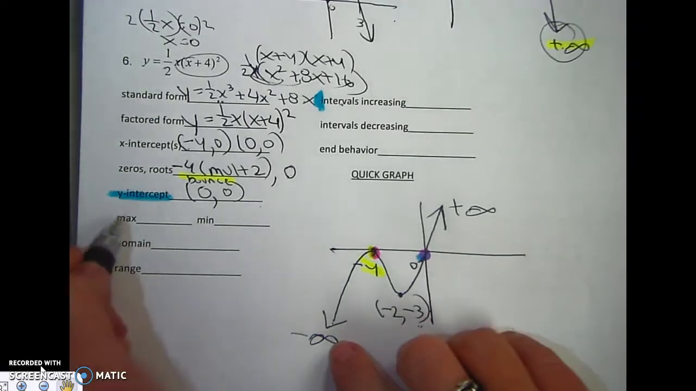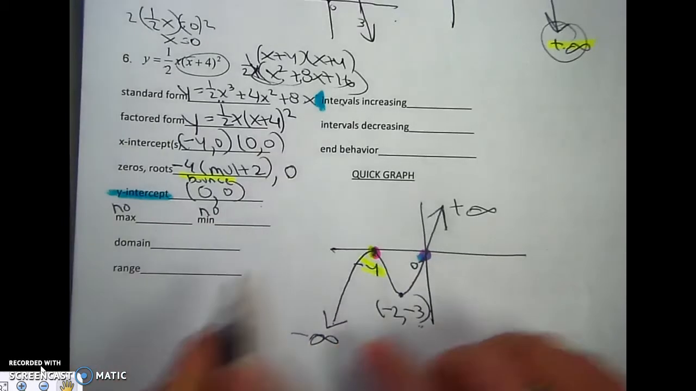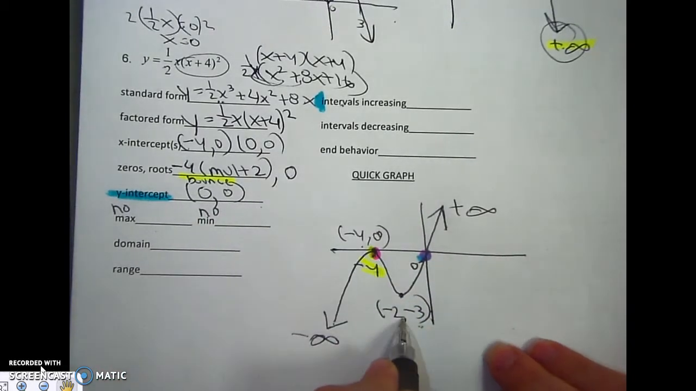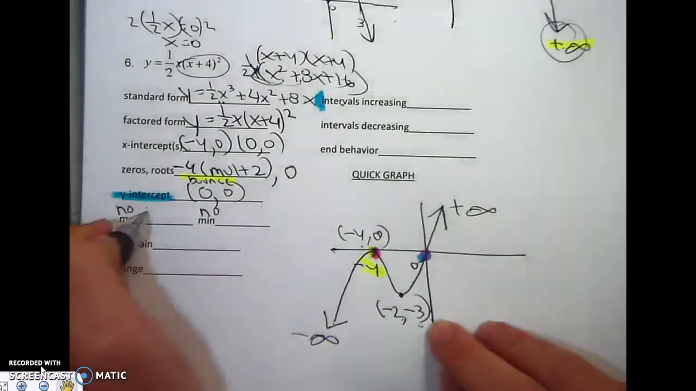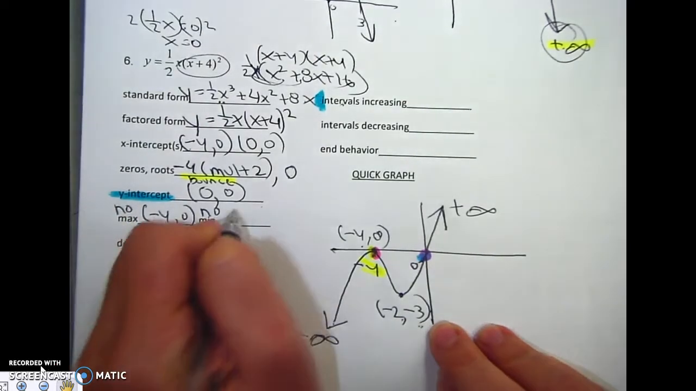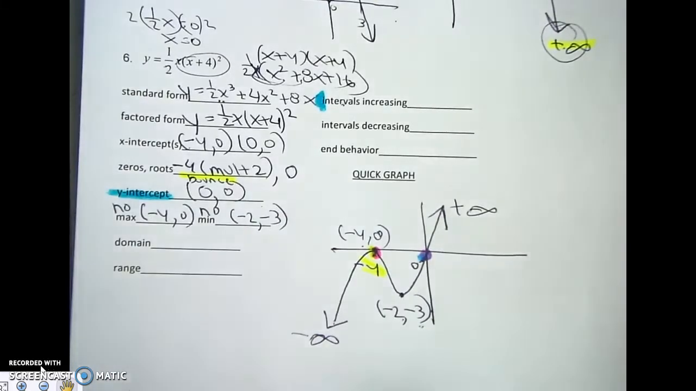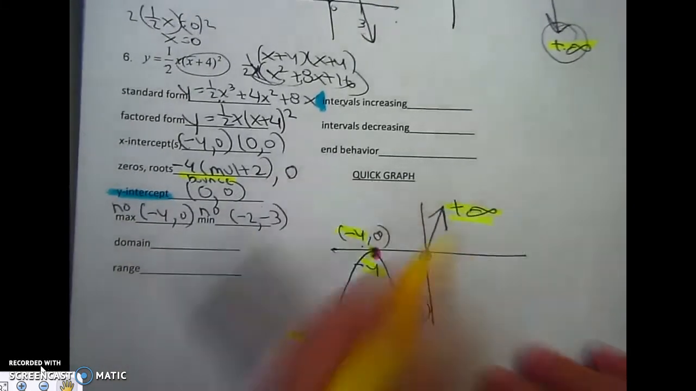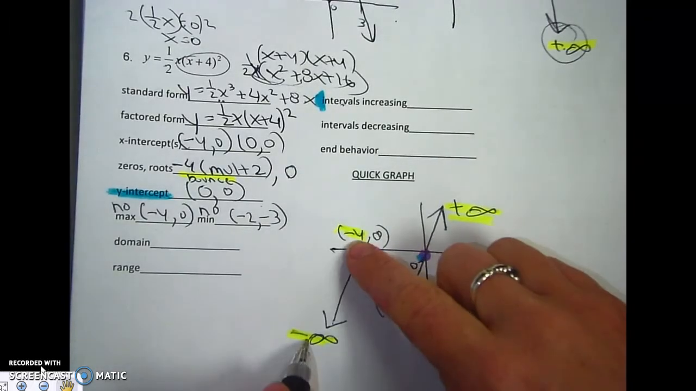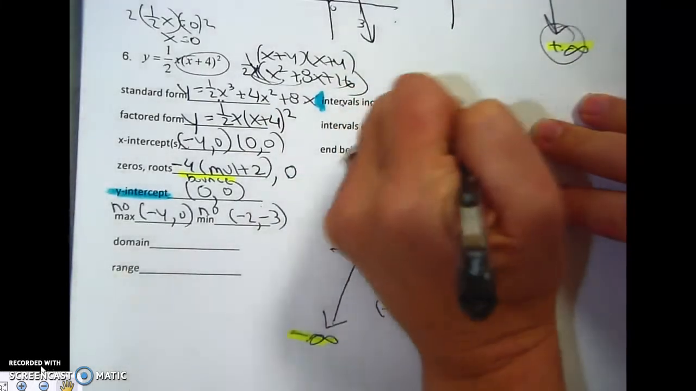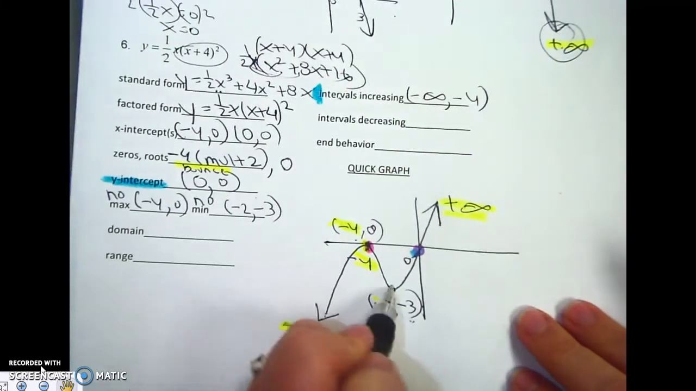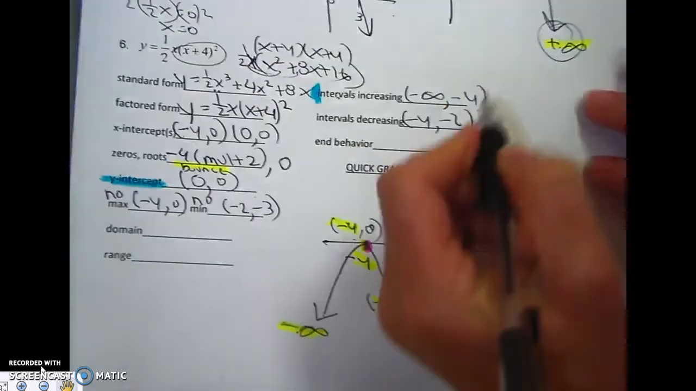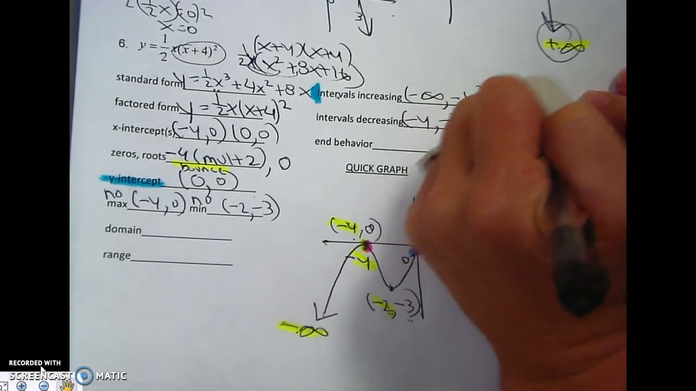All right, let's do the max and the min. There is no max and there is no min, but there's a relative max, -4, 0, and a relative min, -2, -3. So my max and my relative min. I'm going to deal with my intervals. It goes from here to here is increasing from -infinity to -4. From here to here is decreasing from -4 to -2. And then from here to here is -2 to positive infinity, increasing.